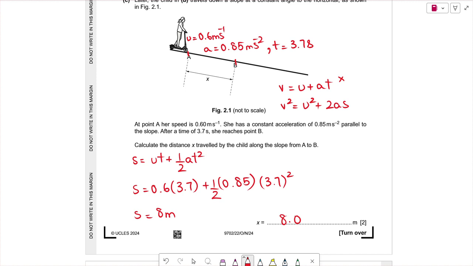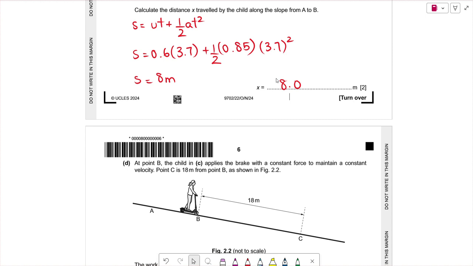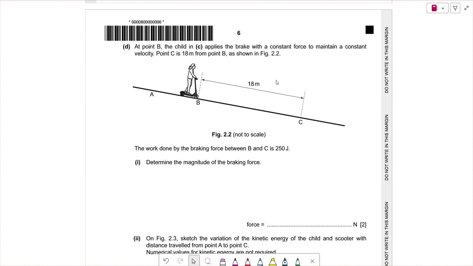If you have to express your answer in two significant figures, we will write it as 8.0 meter. At point B, the child in part C applies the brake with a constant force to maintain a constant velocity. Point C is 18 meter from point B, so the distance between point B and C is 18 meter. The work done by the braking force between B and C is 250 joule. Determine the magnitude of the braking force.